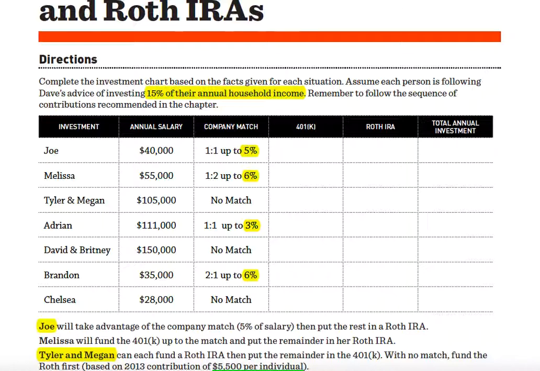Again, the reason we are using 0.15 is because it is suggested that you should be setting aside 15% of your annual household income to invest. Once you have the total annual investment column filled out, you will figure out how much will be put into the Roth IRA and the 401k. For the first example, Joe, his annual salary is $40,000. If we take $40,000 and multiply it by 0.15, we will get $6,000.